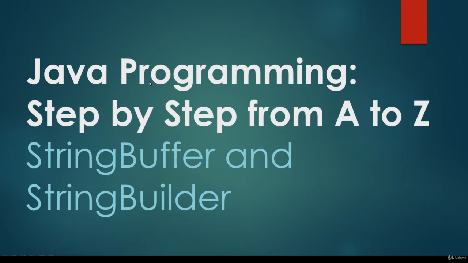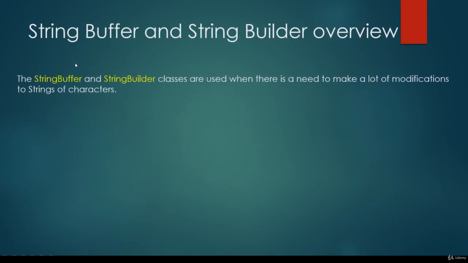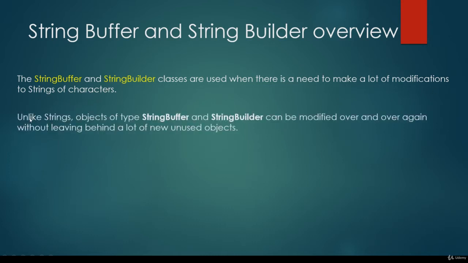In this lecture, we are going to talk about StringBuffer and StringBuilder. In the previous lectures, we have been talking about how string manipulation is quite expensive, because whenever we modify a string, the Java virtual machine is going to create a new object on the heap, because strings are inherently immutable. The StringBuffer and StringBuilder classes are used when there is a need to make a lot of modifications to strings of characters. Unlike strings, objects of type StringBuffer and StringBuilder can be modified over and over again without leaving behind a lot of new unused objects on the heap memory.